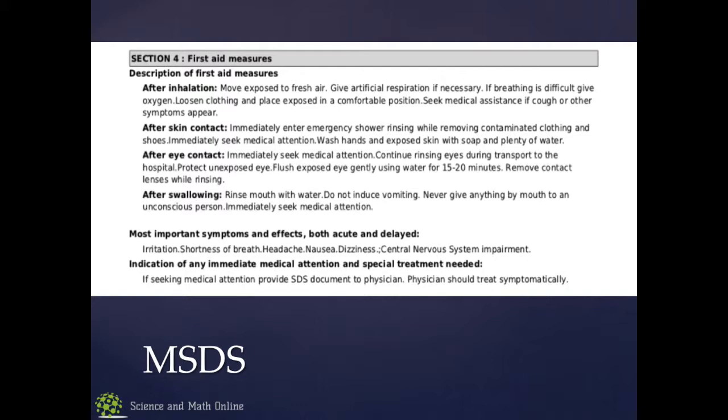So if you're doing a lab and you're not sure how to minimize these risks and modify them, then I can help you with that.